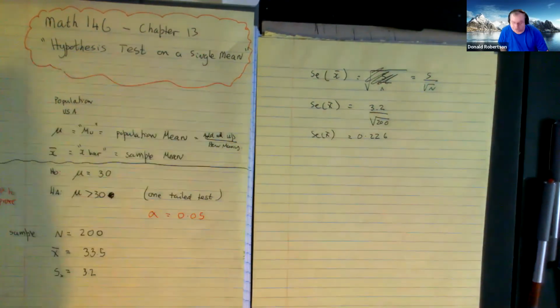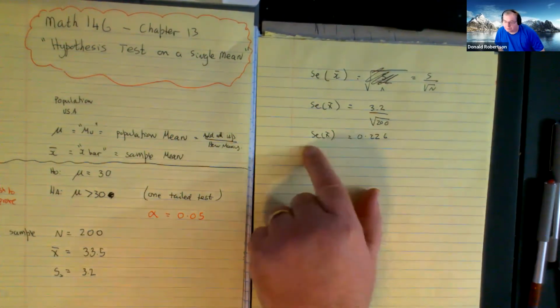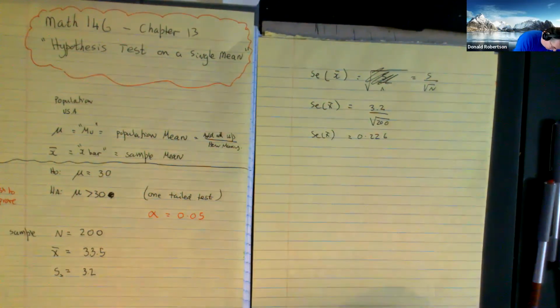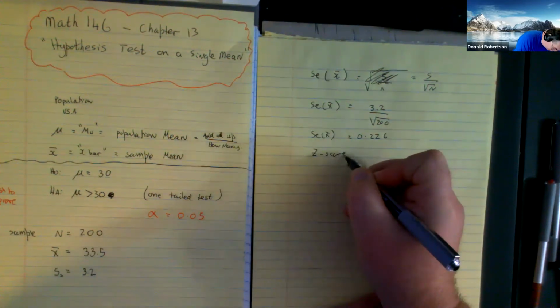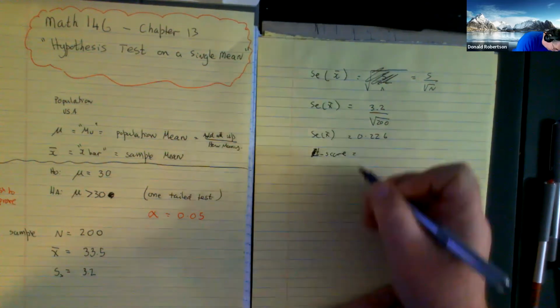That's kind of similar, isn't it, to proportions? You find the standard error, different formula, but still the same object. And then you get your guy that I call the Z-score. In fact, I'm not going to call it Z-score, I'm going to call it the T-score. It's a test statistic.